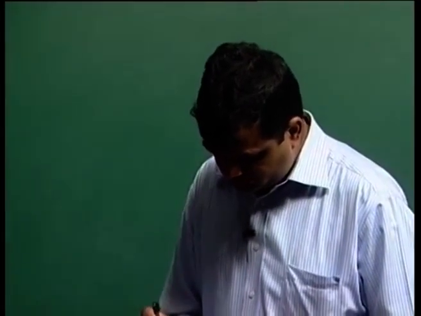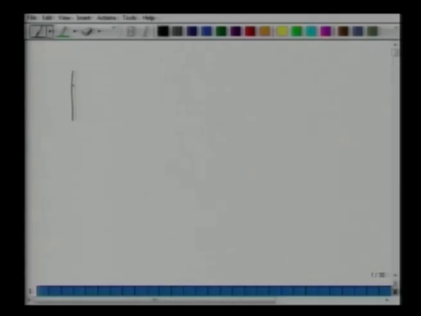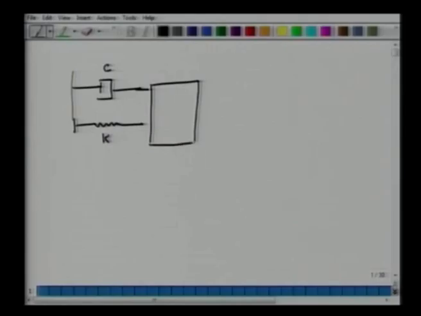So, let's consider a dashpot, and then I also have a spring. So, the dashpot viscosity is C, the spring constant for the stiffness member is K, and both these elements are connected to a rigid body mass which can move on a frictionless surface. So, now let us assume that I am trying to perturb this by a small displacement x.